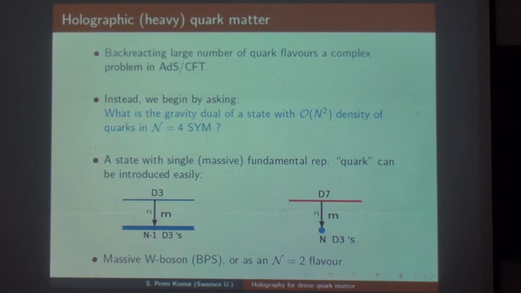Let's just take heavy quarks. Let's not think of light quarks. Let's introduce a lot of them and construct a state which has a density of order N squared. Now a heavy quark in N=4 theory, a state with a single massive fundamental representation quark, in string theory language or D-brane language just corresponds to a fundamental string. That's generally the picture. That was also the picture that I sketched in the D3-D7 system. So whenever you want to think about quark states, they just correspond to strings.